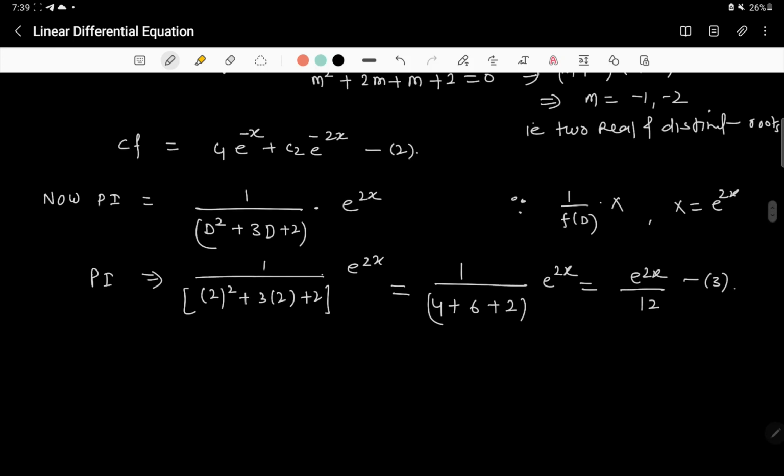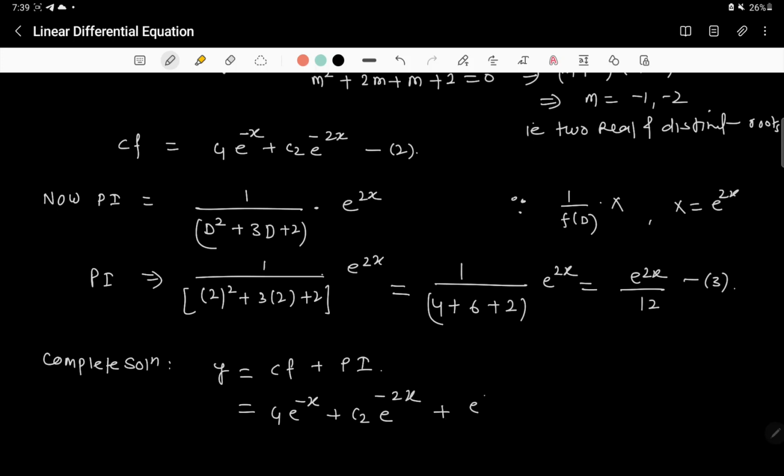So what is the complete solution? For the complete solution, you can write y is equal to CF plus PI. So CF is C1 exponential minus x plus C2 e to the power minus 2x, plus exponential 2x upon 12. This is your complete solution, which has CF as well as PI. So I hope this is clear to you.